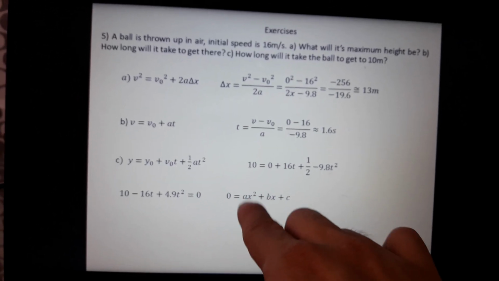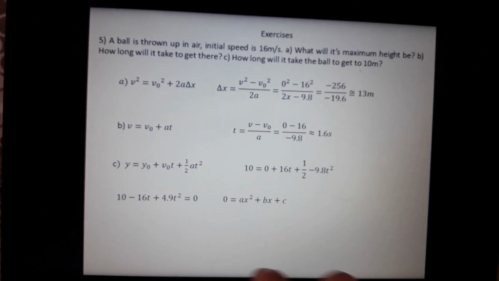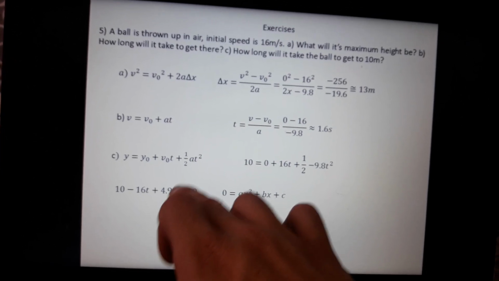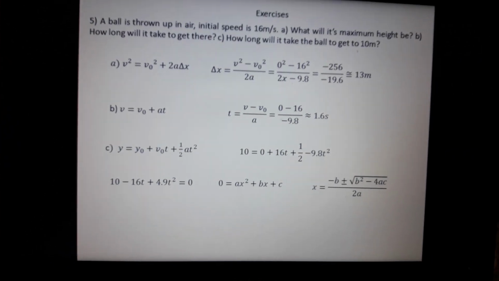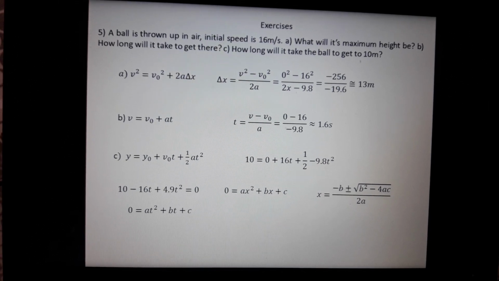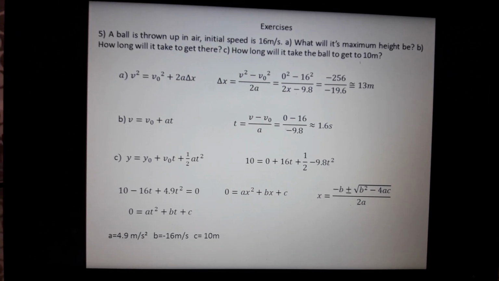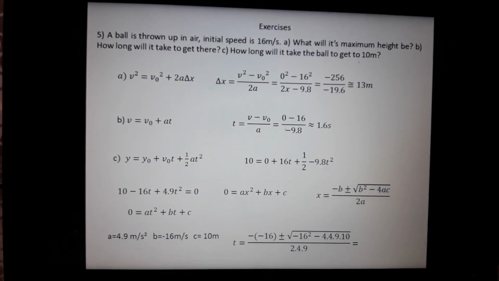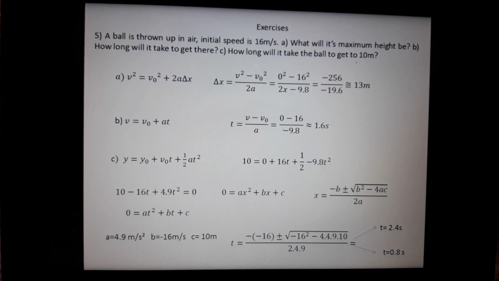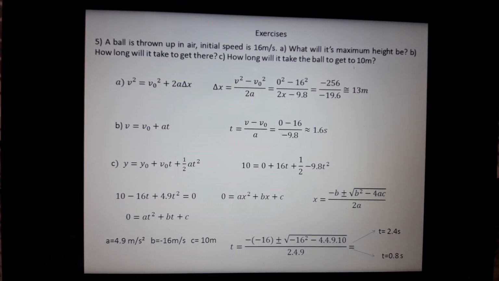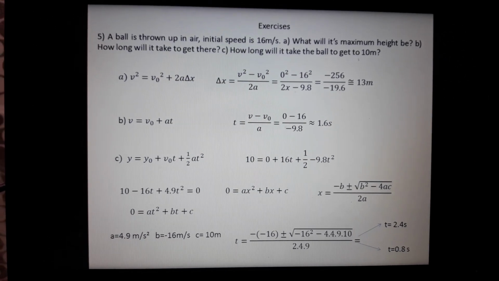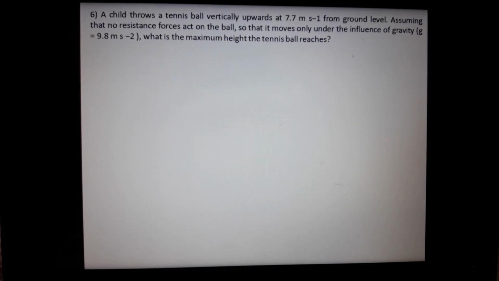We have a x squared plus b x plus c, so the same idea applies here. You use this formula to solve it, and using this idea, a, b, and c are these values, and we find two values. Again, we have the way up passing 10 meters and the way down passing 10 meters again, because we have two times. Let's see the last exercise.